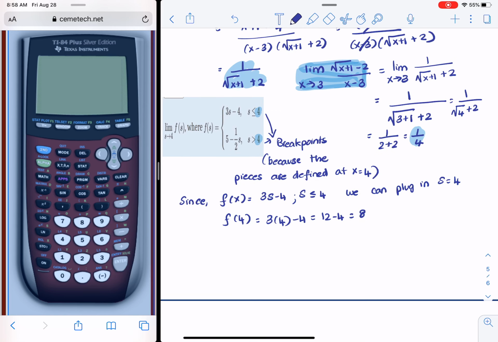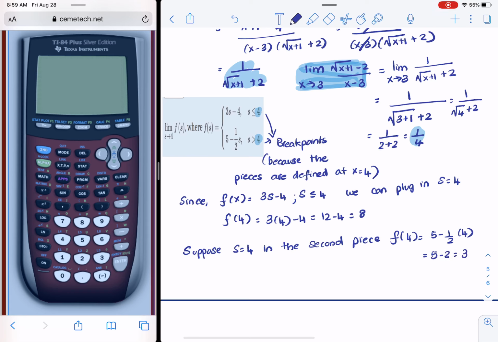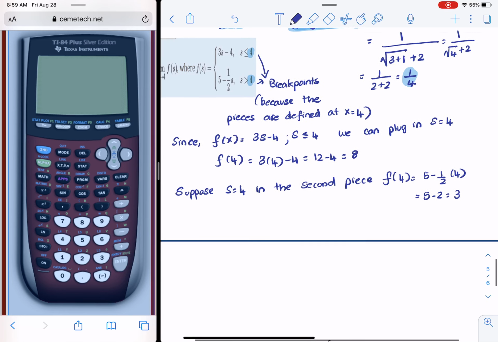when we plug in 4, even though we cannot do that. So hypothetically, suppose x is equal to 4, or s is equal to 4. In the second piece, f of 4 would be 5 minus 1/2 times 4. We get 5 minus 2, which is 3. So clearly, on one side it is 8, on the other side it is 3.